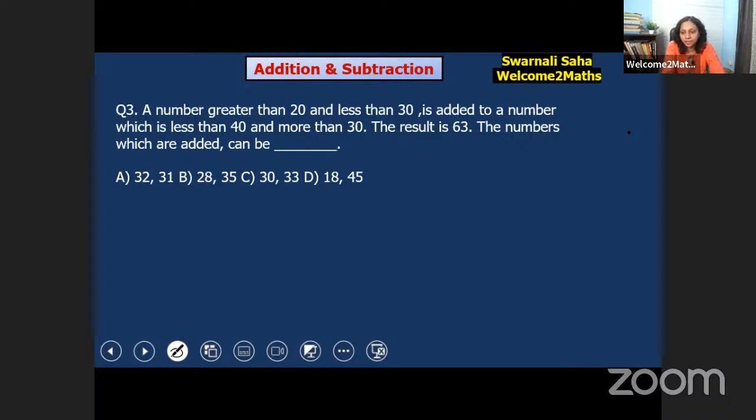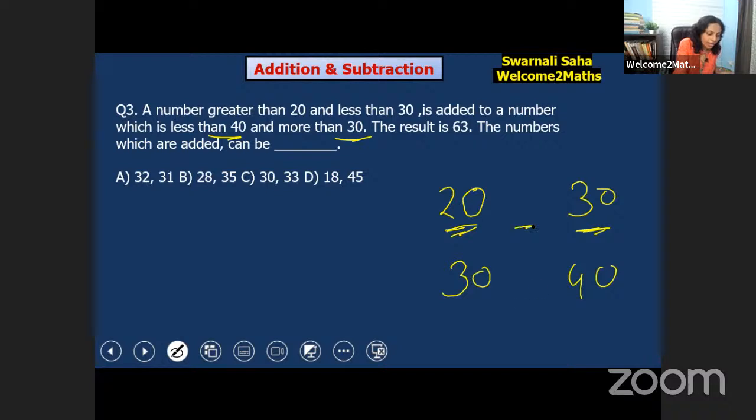Okay, did you solve this? Anyone? You see, a number is greater than 20. Whenever you get this type of question, what do you have to do? Let's write this. One number is greater than 20 but less than 30. That means the number is between 20 and 30. Fine. Now next, that number is added to the number that is less than 40 but more than 30. That means that number should be between 30 and 40. Okay. So one number is between 20 and 30 and another is between 30 and 40.